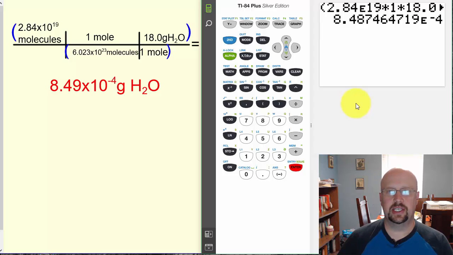Okay, hopefully that gives you a pretty good idea of how to punch things in the calculator and really recognize the power of this double E key. It's going to be really useful to you. Please make sure that you're using it every time you punch something in with scientific notation.